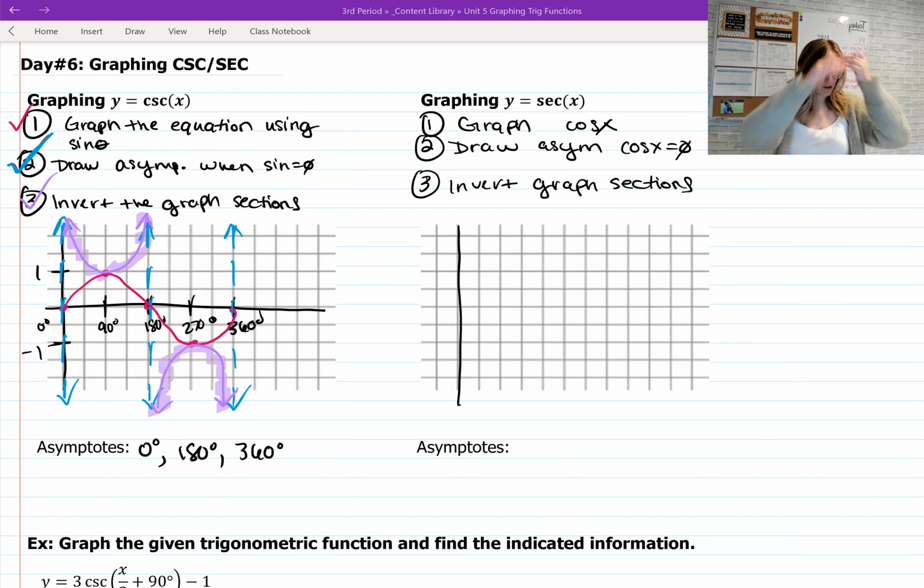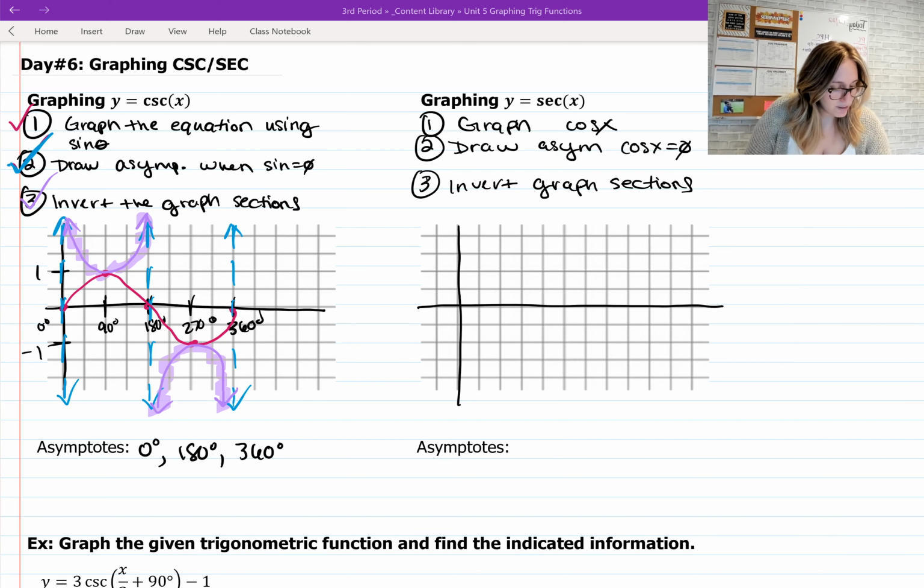So step 1, graph cosine of x. All right, so we have our up 1, we have our down 1, and we have 1, 2, 3, 4, 5. Okay, and now we're going to label. I'm going to do this one in radians. So we have 0, pi over 2, pi, 3 pi over 2, and 2 pi. Why did I do an extra one this time? I did one less last time and one extra one this time. Oh well. So now step 1, graph cosine. Cosine starts up at positive 1, and then it goes to 0, then negative 1, then 0, then positive 1. So here's our cosine graph. Check. Graph cosine of x.